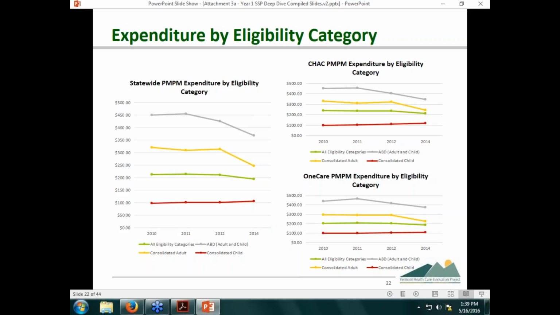So on the slide that's showing now, you can see three figures. The one on the left is a statewide group that's representative of all individuals considered eligible for attribution. And then the two on the right are for CHAC and OneCare. And you can see that pretty much the patterns are the same for all three figures. We're looking at general trends of decline across the three baseline years and going into our 2014 performance year for the populations that include more of the adults. And then we're seeing a slight increase in the population that's children only across the board.